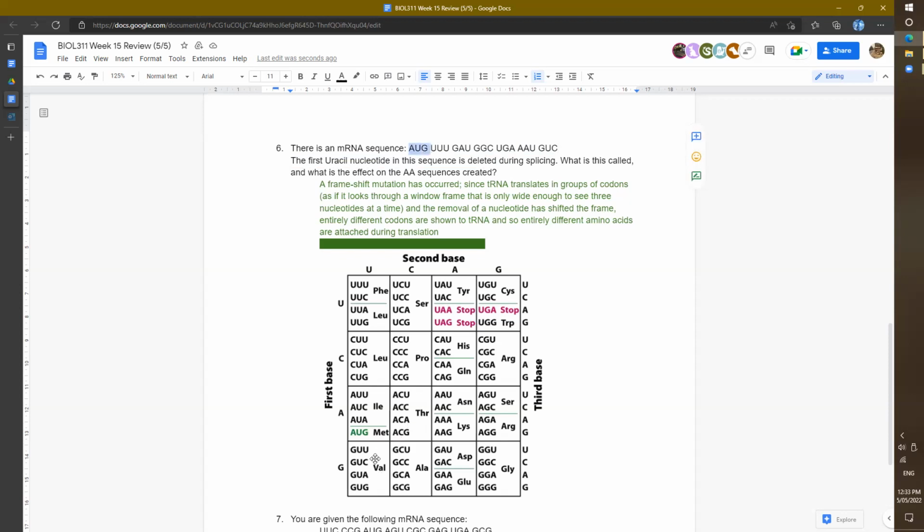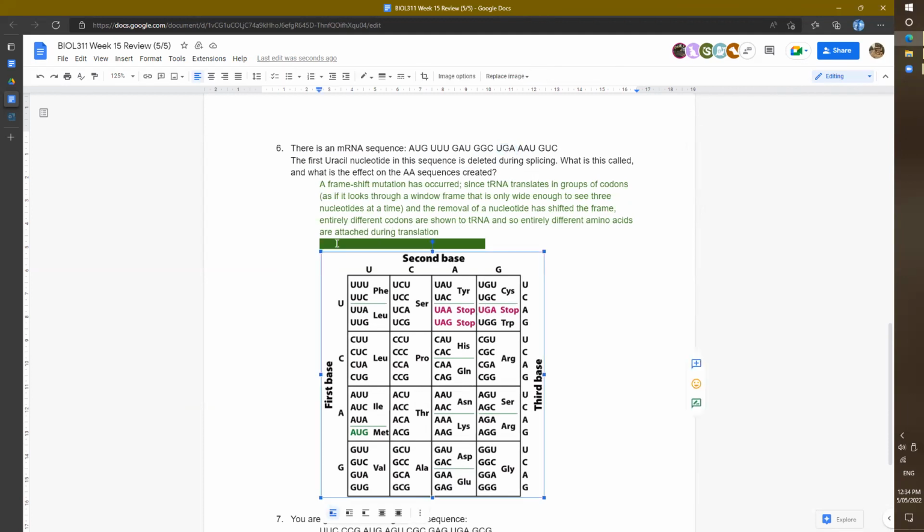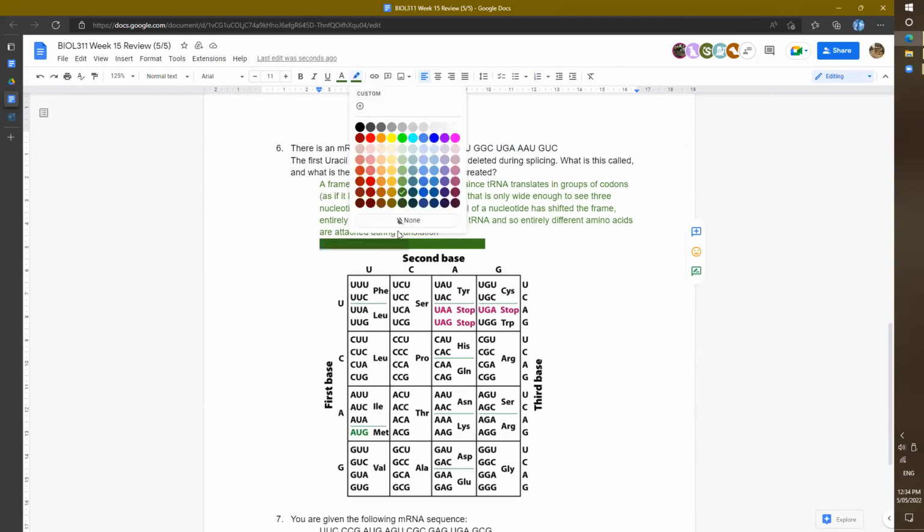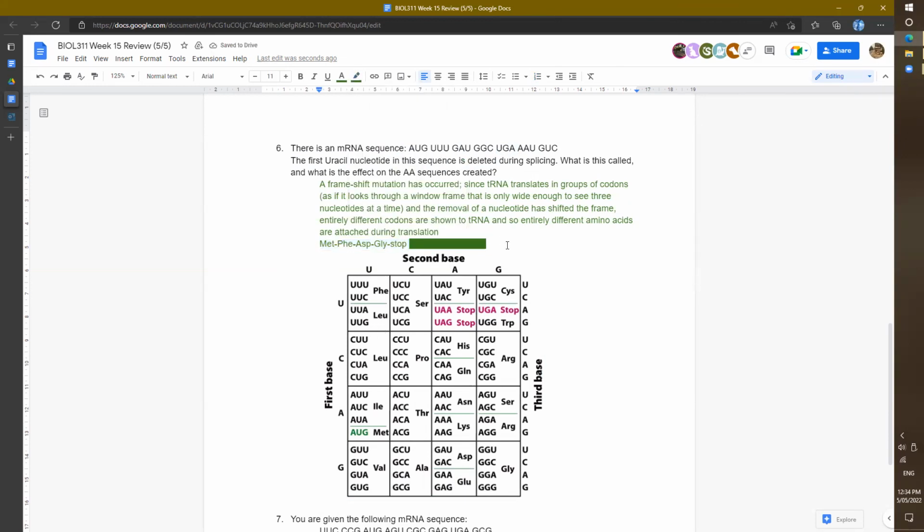So we started with AUG, that's our start codon, UUU, which is PHE, GAU, which is asparagine, and then GGC is glycine, and then UGA is one of our stop codons. So our original sequence was this. So how has it changed now that we delete this?